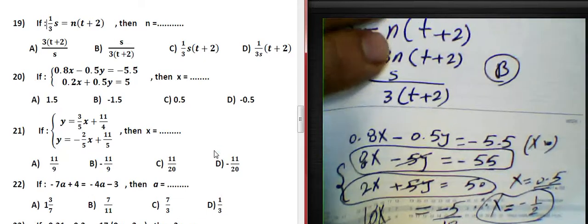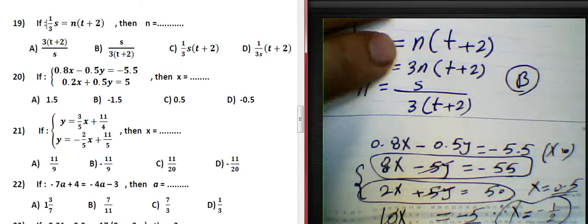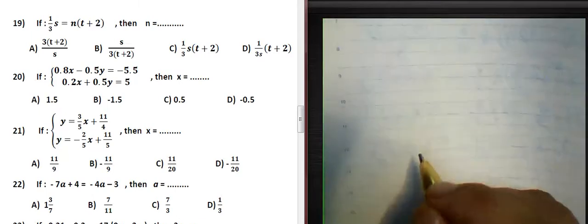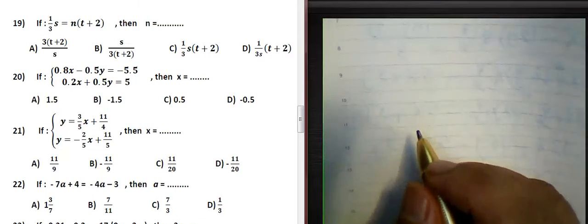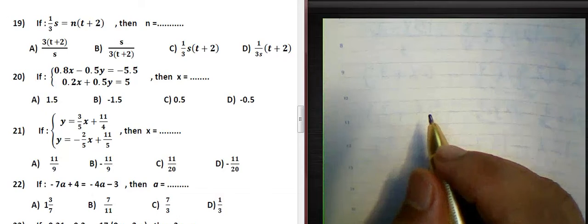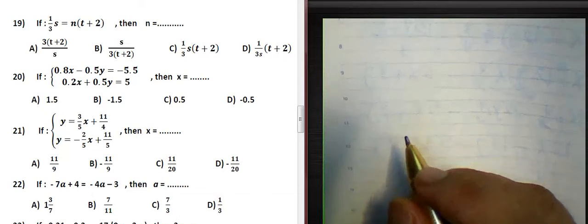Look with me at question 21. If y equals 3 over 5x plus 4 over 11 over 4, and y equals negative 2 over 5x plus 15 over 5, then x equals. We want to find the value of x.